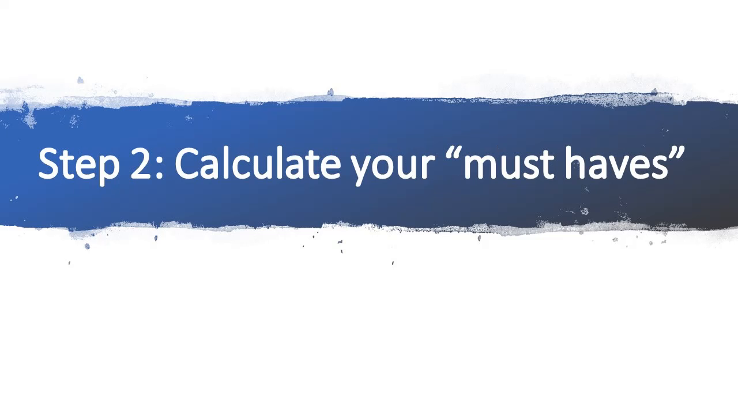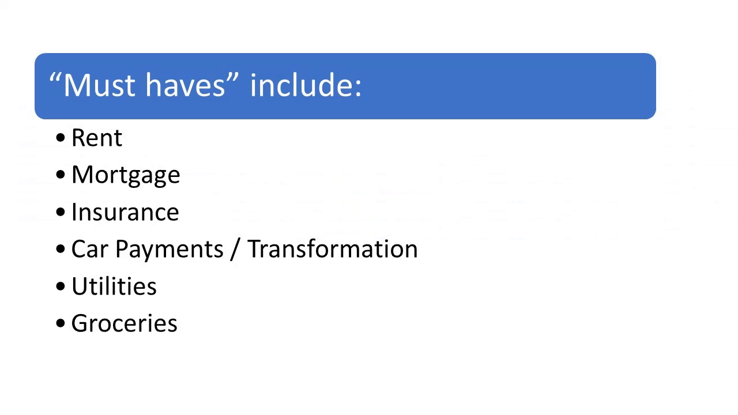The second step in creating your monthly budget is to calculate what I'll call your must-haves. This is the mandatory spending that you must do each month and is non-negotiable. This bucket includes costs such as your rent or mortgage if you own your home, your monthly insurance costs, your car payments or public transportation costs, your utilities such as electric, water, and gas, and finally your groceries.